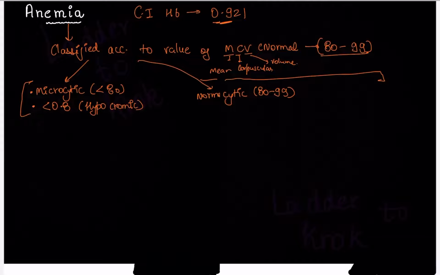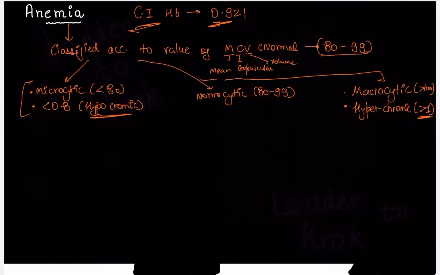The third one is macrocytic anemia. In macrocytic anemia, the mean corpuscular volume is more than 100, and we also call it hyperchromic anemia. Why? Because the color index is also more than 1. What is the normal color index? It's 0.9. Now, in microcytic or hypochromic anemia there are basically 4 types which we should discuss.